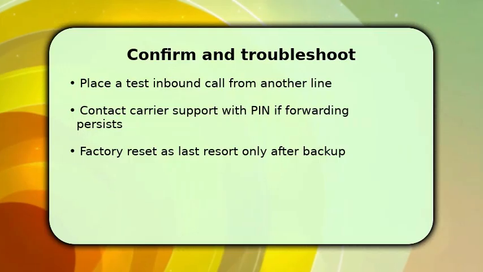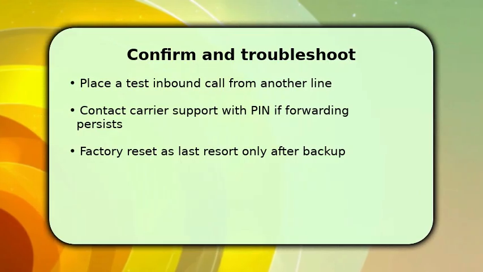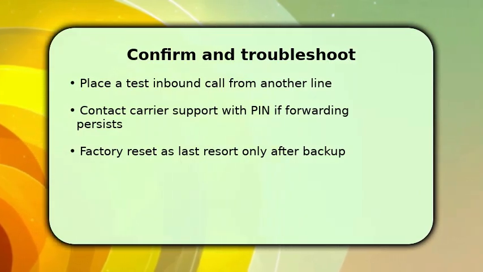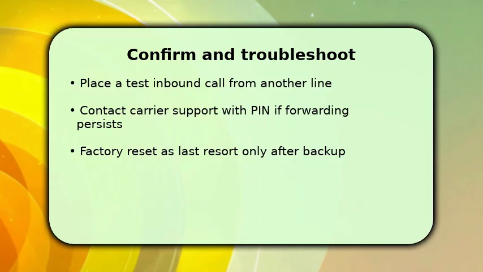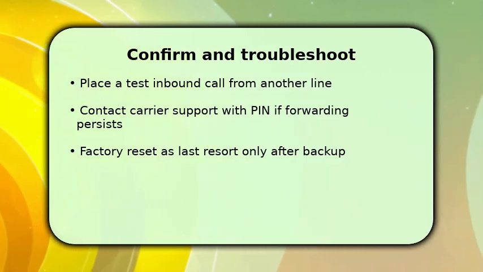Place a test call from a different phone to ensure it rings your device rather than a forwarded number. If calls still forward, contact your carrier with your account PIN and explain you removed unconditional call forwarding. Ask them to clear it from the network side.